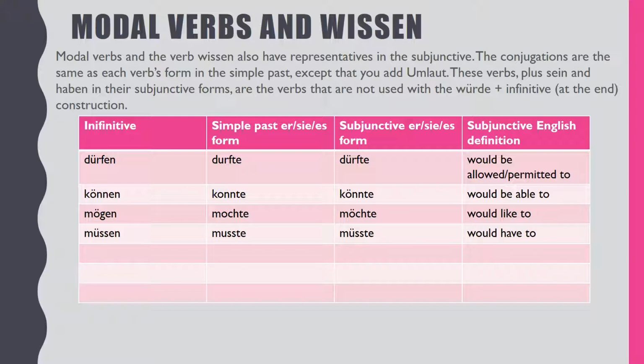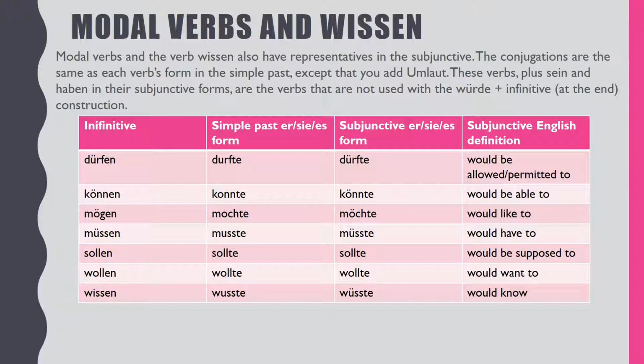Müssen in the simple past is musste, and in the subjunctive is müsste, which means would have to. Sollen in the simple past is sollte, which stays the same in the subjunctive as sollte and means would be supposed to. Wollen in the simple past is wollte and stays the same in the subjunctive as wollte and means would want to. Wissen in the simple past is wusste and in the subjunctive is wüsste, which means would know.